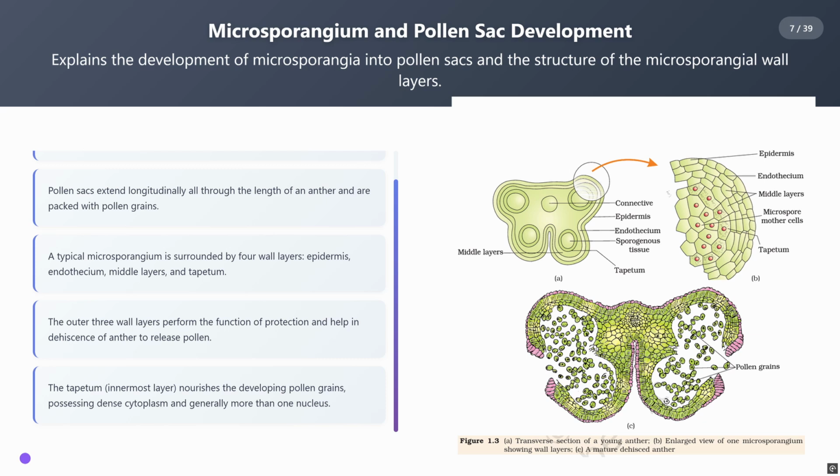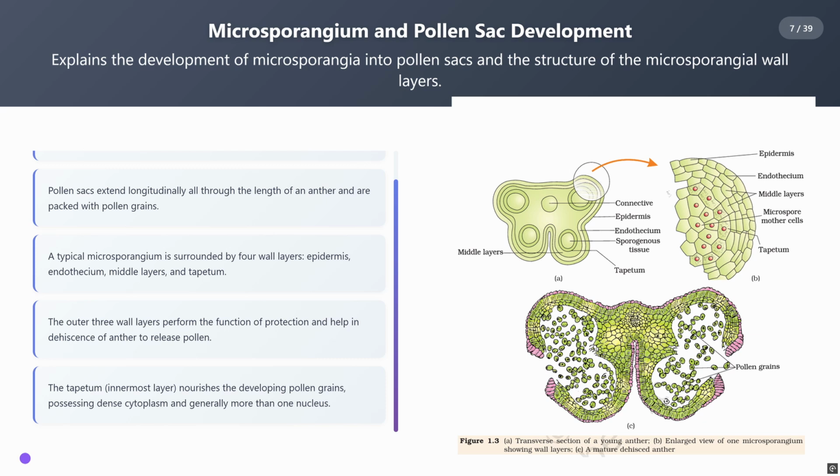So from the outside moving in, you have the epidermis, then the endothecium, then the middle layers, and finally the innermost layer, the tapetum. The outer three layers, their main job is protection. And they also help in dehiscence, that's the splitting open of the anther to release the pollen.